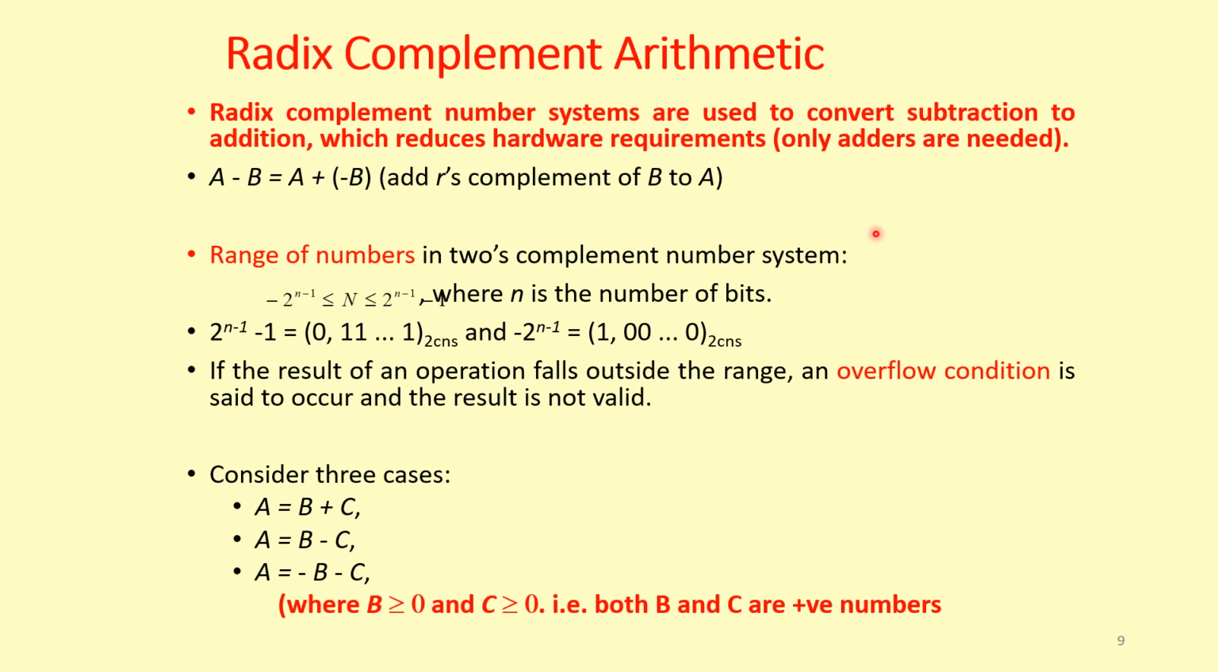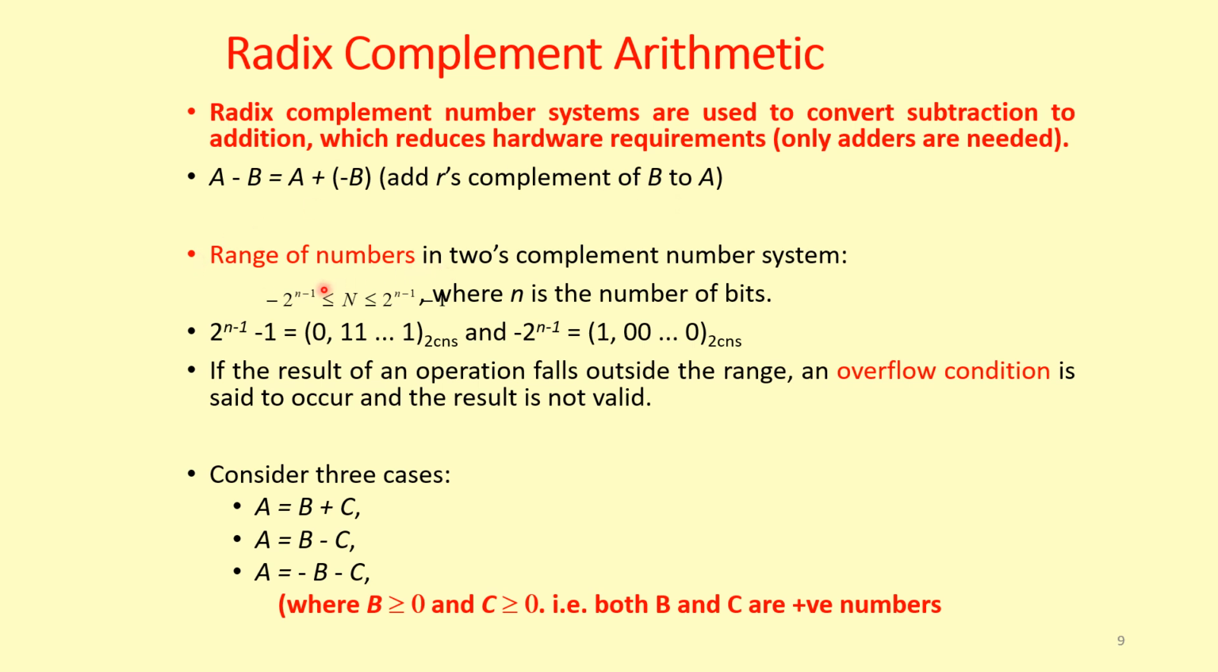Only adders are needed. Like you have to do A minus B, so you can write it as A plus minus B, and this minus B is the complement. If you take the complement of B, you get minus B, and here it is still adding a positive number with a negative number, and you are using an adder hardware this time. That's why in a computer, 2's complement number system is used to do all addition and subtraction the same way.